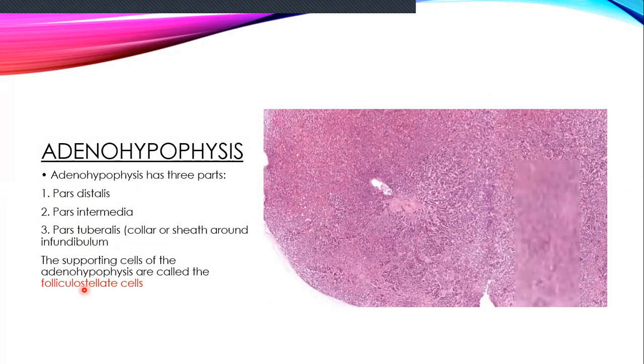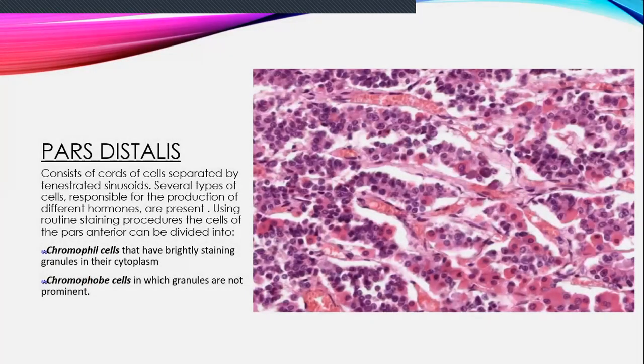Folliculostellate cells are the supporting cells of your adenohypophysis. Now let's look at pars distalis. Pars distalis usually consists of cords of cells, which are usually separated by fenestrated sinusoids. Several types of cells responsible for production of different hormones are usually present here. Now, these cells are grouped according to their staining properties.